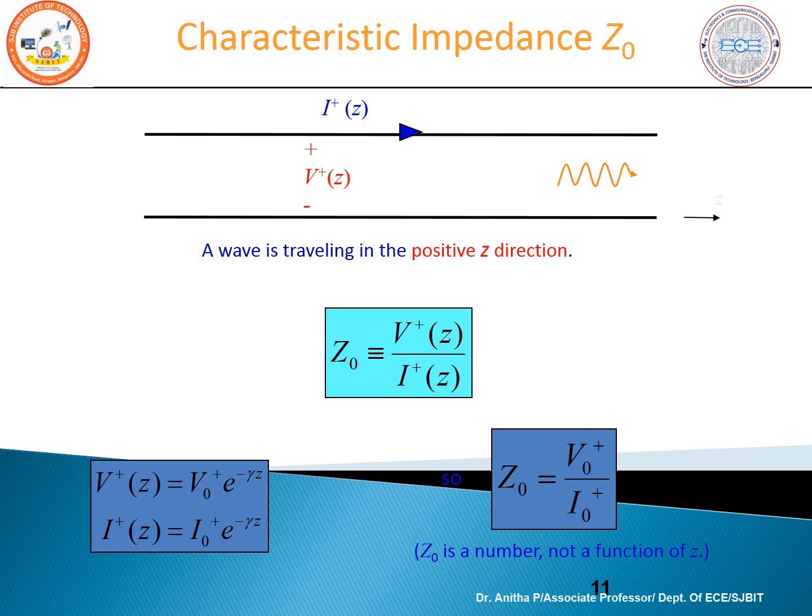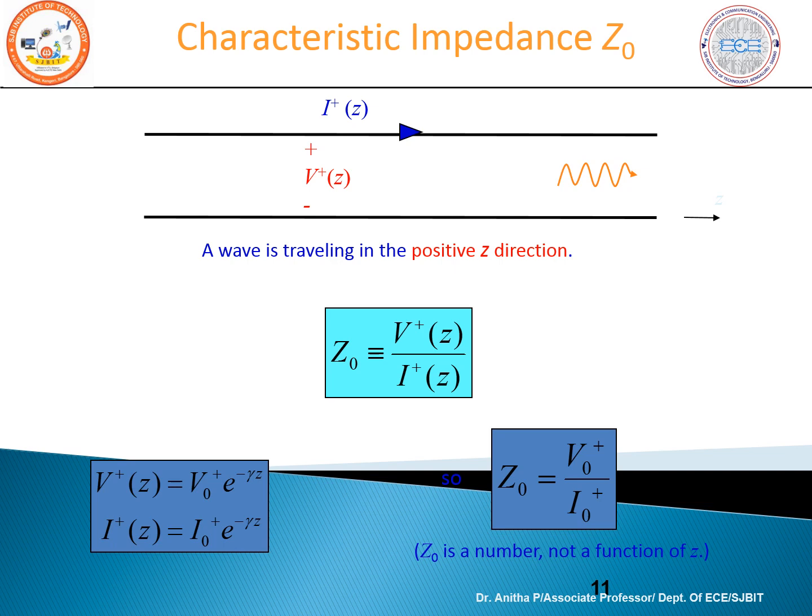So characteristic impedance is the impedance measured at the input terminals of a transmission line when the length of the transmission line is considered to be infinite. I repeat the statement. Characteristic impedance is the impedance measured at the input terminals of a transmission line when the length of the transmission line is considered to be infinite. So at the input terminals, the ratio of voltage to current gives you the impedance.